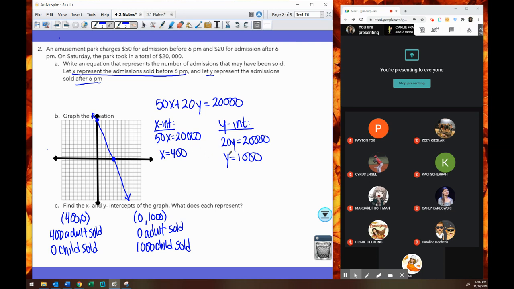So this one, we got nicer answers than the one we worked on in class on Tuesday. So then I just plotted. I didn't write what my scale was here, but I scaled this by hundreds. So my X-intercept of 400, I just counted over 4. My Y-intercept of 1,000, I just counted up to 10. I'm scaling by hundreds, so 4 would be 400. And then what does it mean? 400 adult tickets, 0 child's tickets, or 0 adult, 1,000 children.